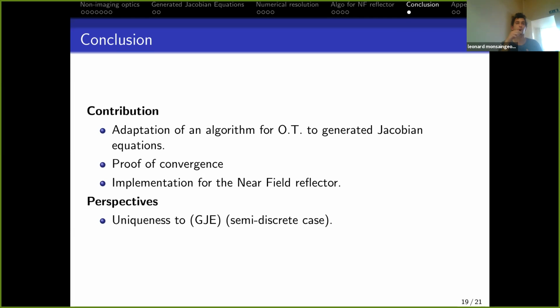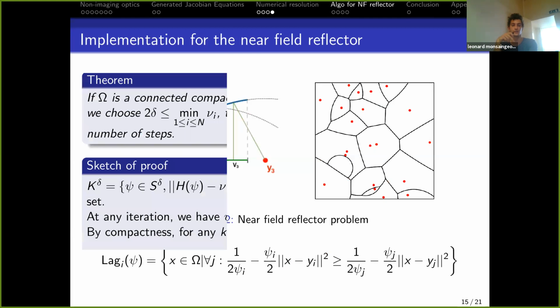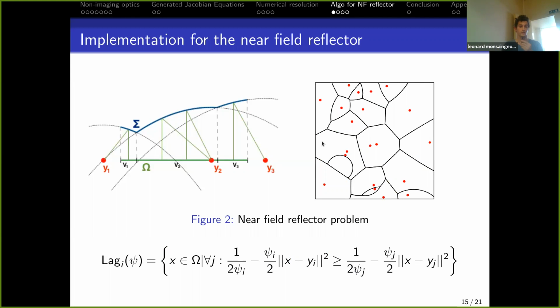The generated Jacobian equation is a Monge-Ampere equation, but when my Laguerre cells have this form, it can be shown that this cannot be written as an optimal transport problem. It's slightly more general, and so you have to introduce this generated Jacobian equation in order to write them as a Monge-Ampere equation. There's a really good survey written by Nestor Gillen if you want to know more about the generated Jacobian equation, which covers the whole framework.